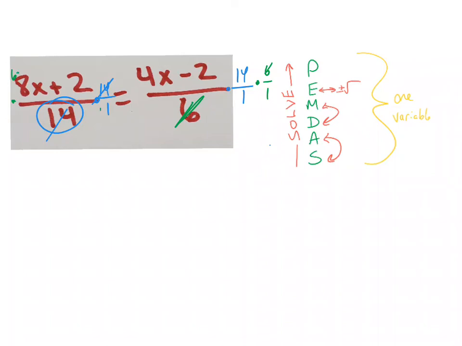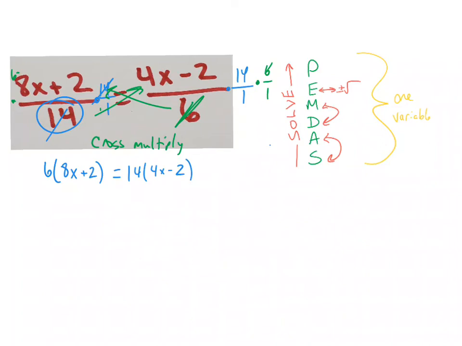So that's kind of where you get this idea of cross multiplying. That's why that works. Cross multiply is like when I just multiply this by this and this by this. It works out because you're multiplying by both denominators at the same time, and on one side they cancel. So if you end up with this, 6 times 8x plus 2 equals 14 times 4x minus 2.